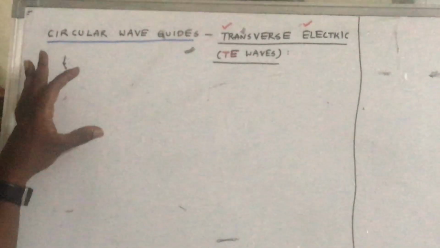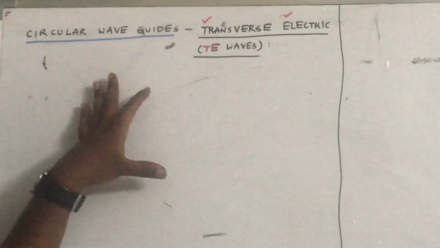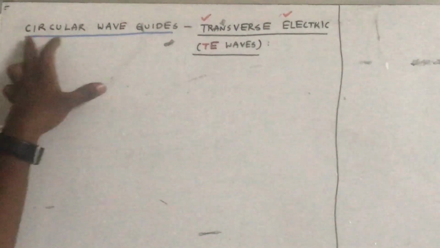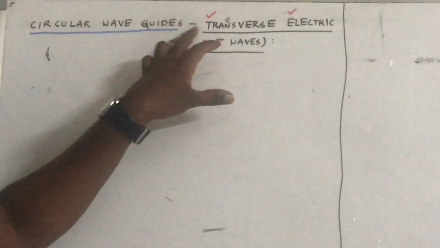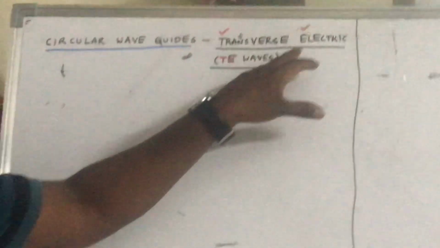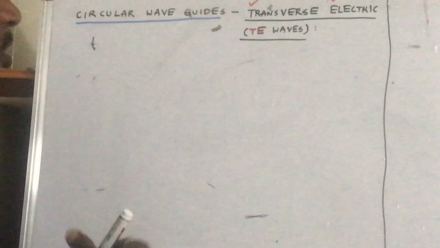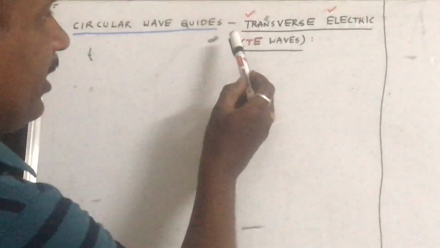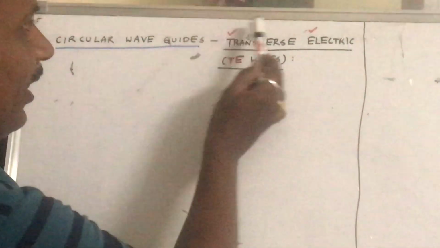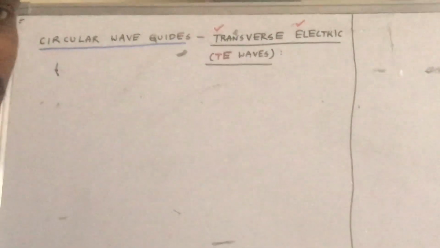Hi, welcome to the series of video lectures on microwave engineering. Today we will discuss circular waveguides. In circular waveguides, transverse electric waves, which are also called TE waves. TE stands for transverse electric waves. Very important question in the examination.